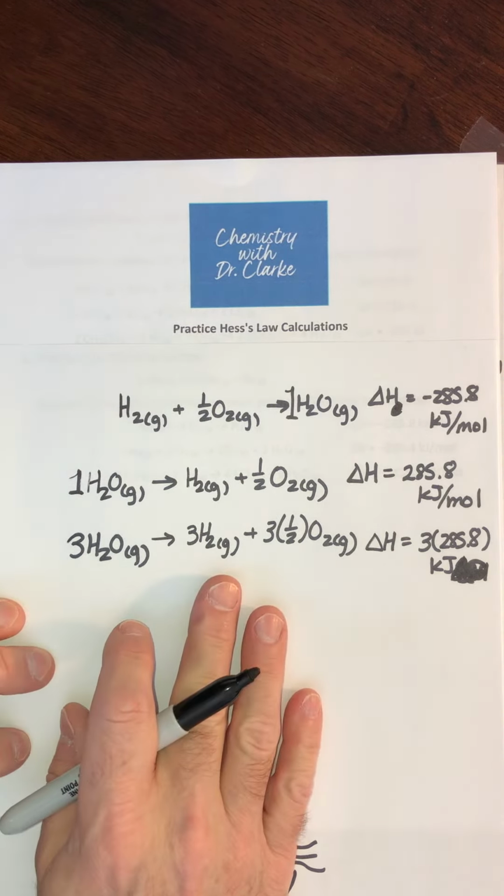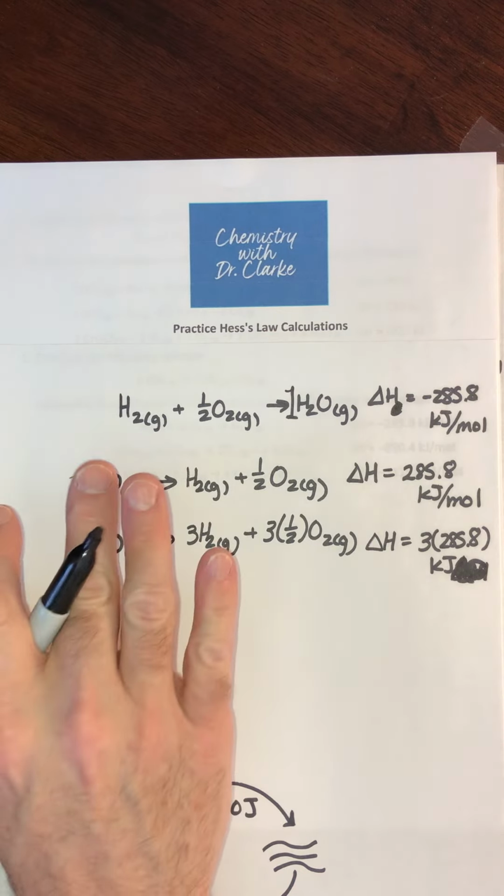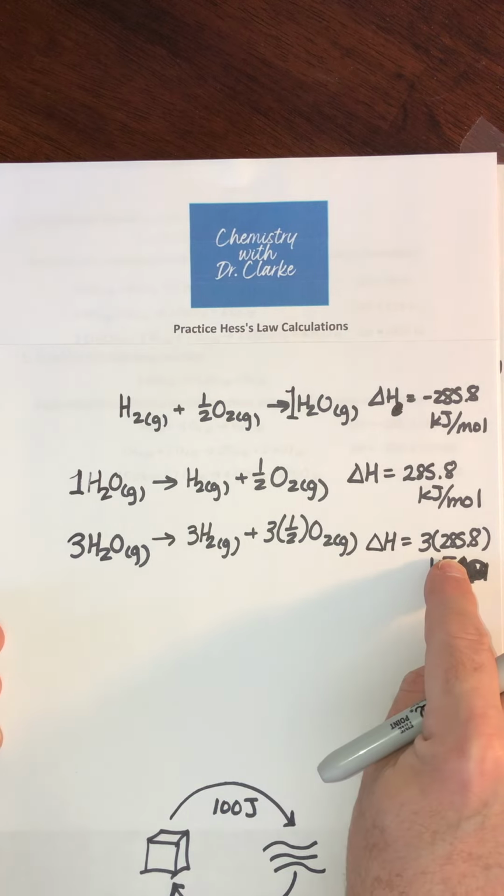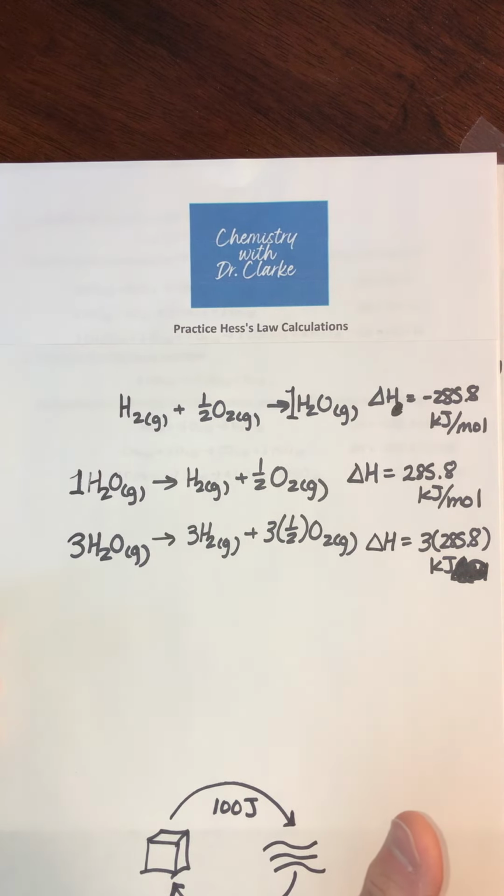Okay, so those really are the 2 things you're allowed to do. You're allowed to flip the equation and change the sign, or you're allowed to multiply everything by a number. Okay, that's the 2 rules.